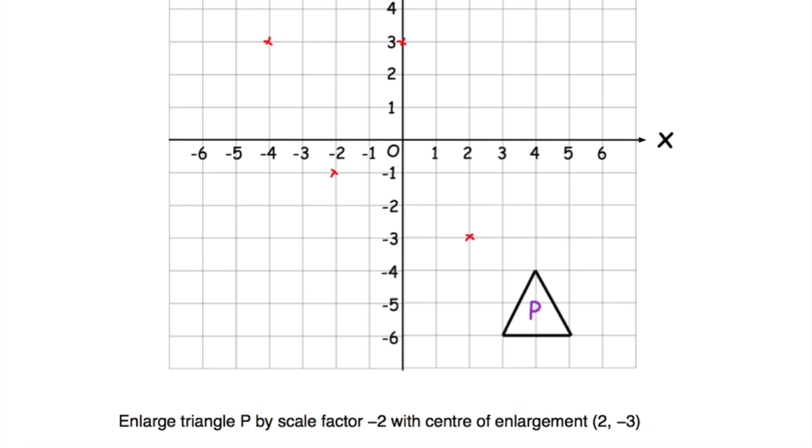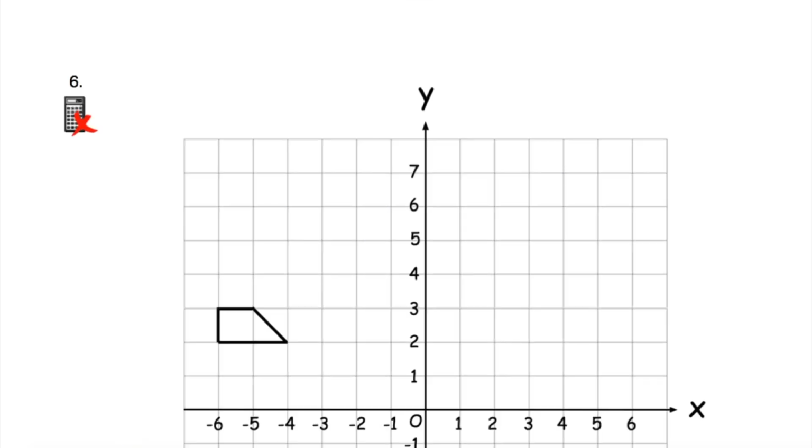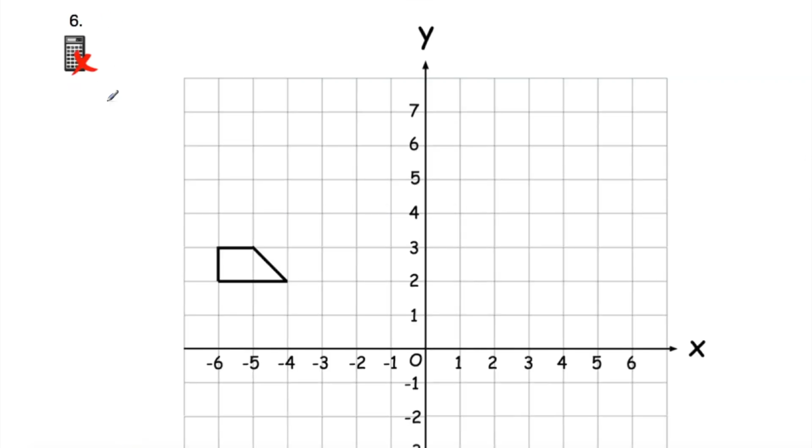Now let's join them up, and that'll be our triangle. And that's it, we've done it. We've enlarged triangle P using scale factor -2 using center of enlargement 2, -3. Okay, let's have a look at our next question, question number 6.